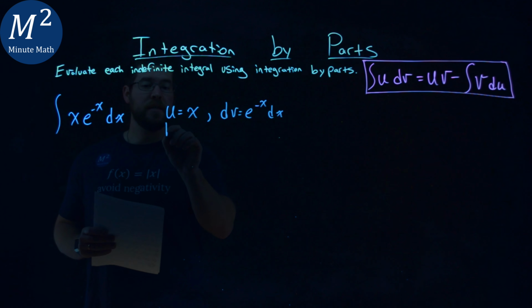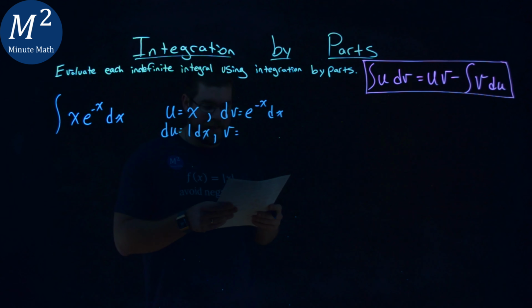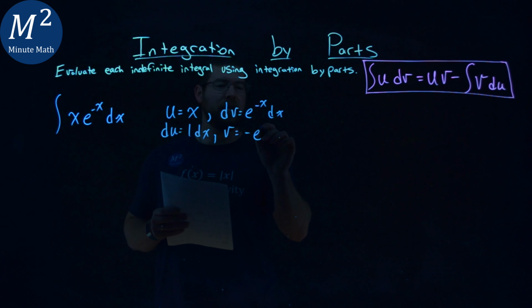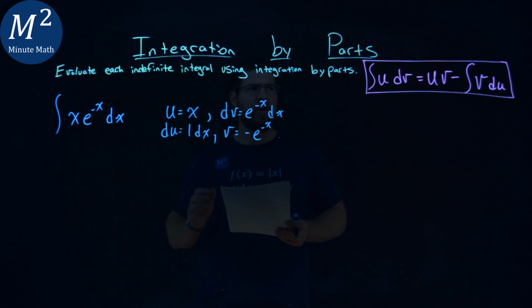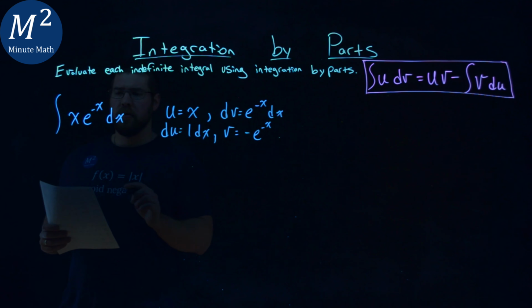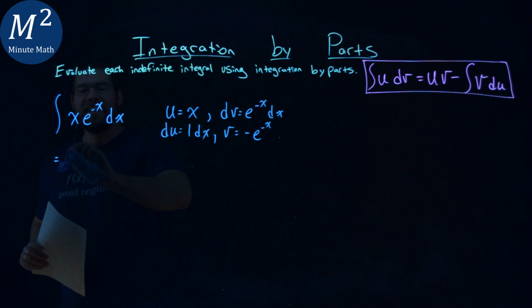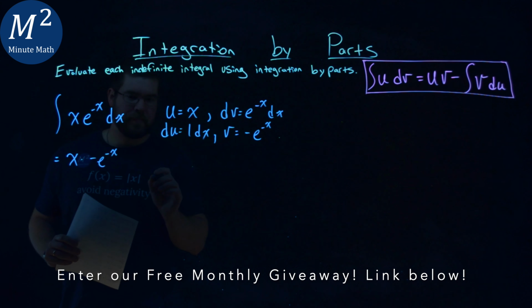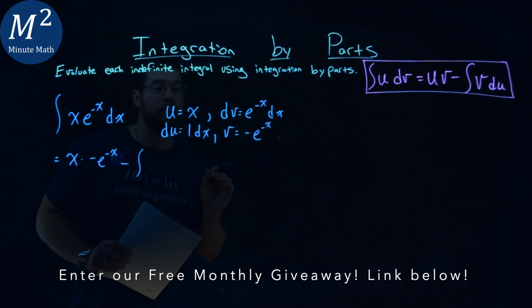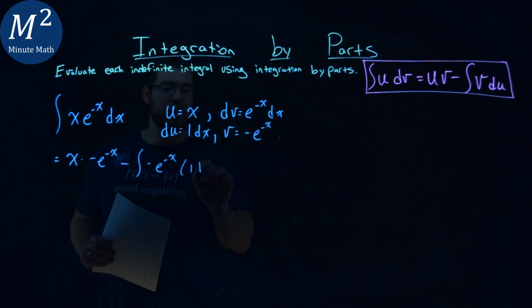So with that being said, our du is 1 dx. And our v value, the integral of e to the negative x, is negative e to the negative x. So we have all that laid out. That's the hard part. Now we use our formula here. So this is equal to u times v first, so u being x, and v being negative e to the negative x. Then we subtract the integral of our v value, which is negative e to the negative x, and our du value is 1 dx.